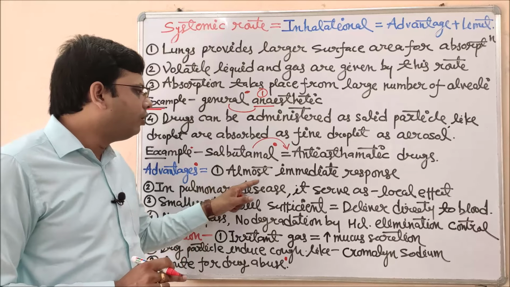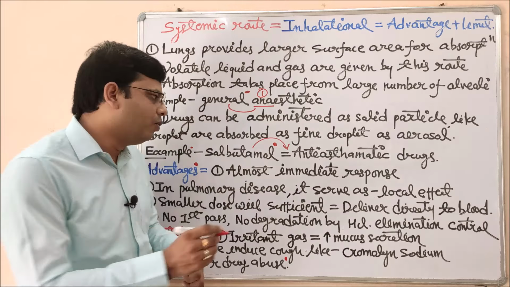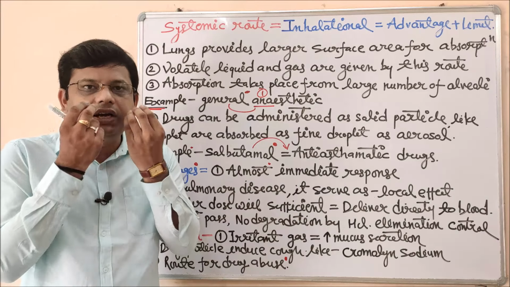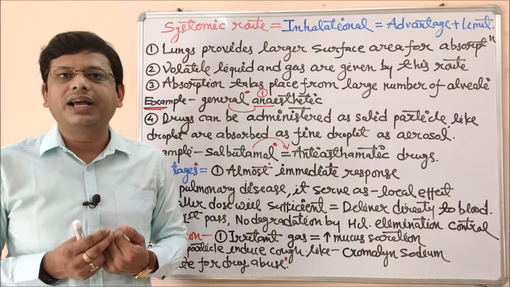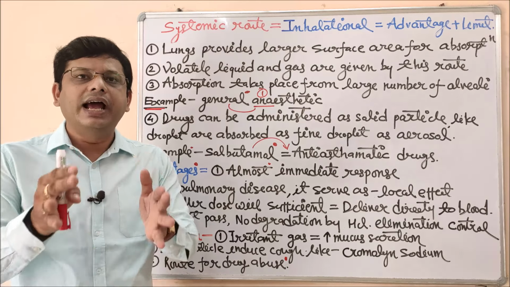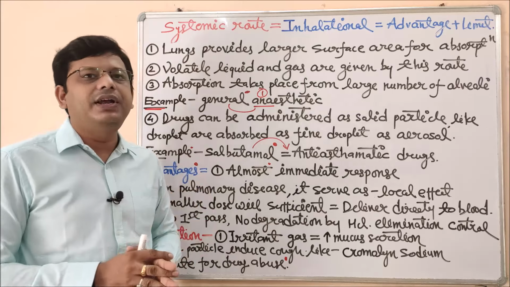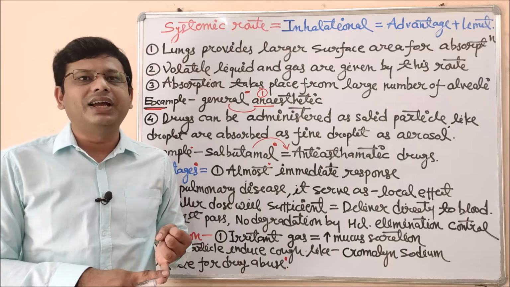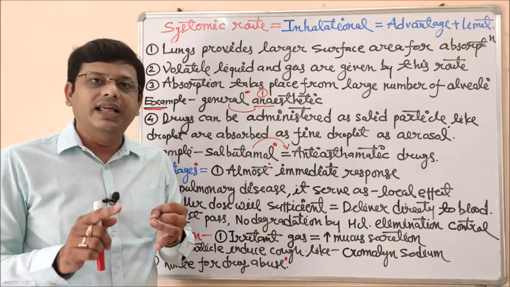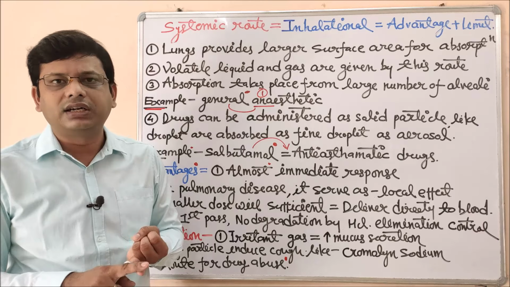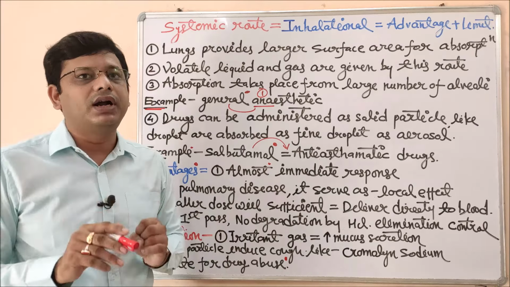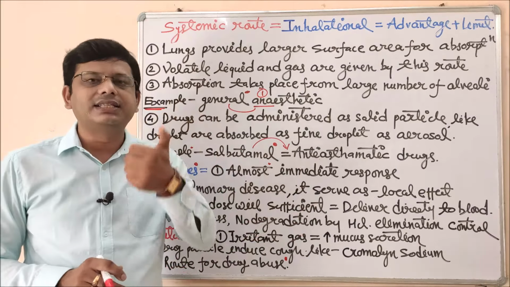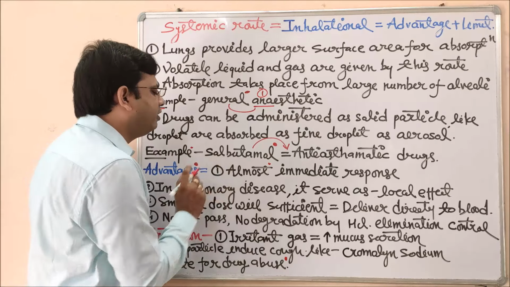The first advantage is almost immediate response. I say almost, not 100%. Almost immediate response means whenever I take any drug via the inhalation route, it will produce a much faster effect as compared to the oral and other routes of drug administration, except IV. This is very important. If your patient's condition is very serious, for example in an asthmatic attack, the drug may be desirable or may be an abusable drug. It doesn't matter, but we are talking about the route of drug administration. That is why smoking can give you a faster effect. That is why salbutamol or any asthma pump gives you a faster effect.